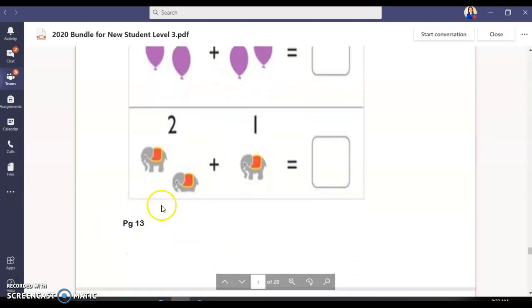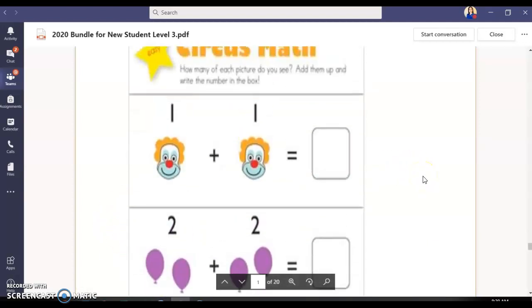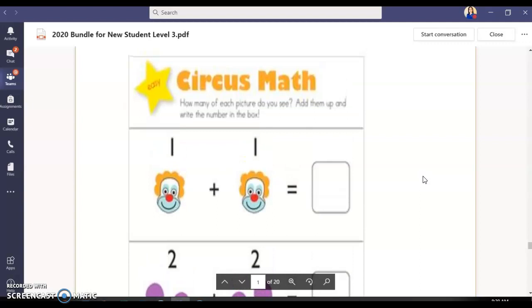So here you have page 13. Now let's go ahead and begin. It says Easy Circus Math. How many of each picture do you see? Add them up and write the number in the box. So we have 1 clown plus 1 clown equals, so let's count. 1, 2. So you write number 2 right here. We're doing addition.